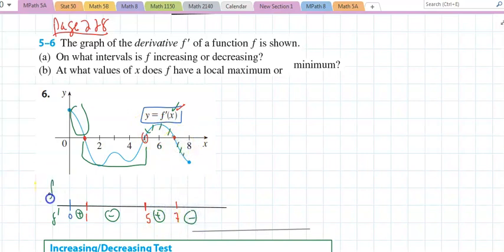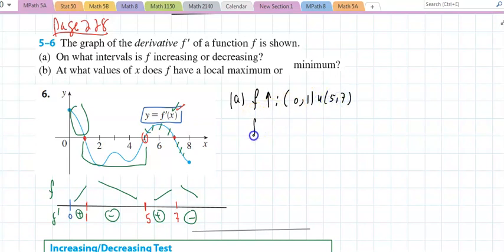And I already established if the derivative is positive, the function is increasing, the derivative is negative, the function is decreasing, and it turns out that's how this looks. So to answer part A, I would say f, and this is how we note increasing, from 0 to 1, union with 5 to 7. F is decreasing from 1 to 5, union with 7 to 8, it seems, because that's where this graph terminates.